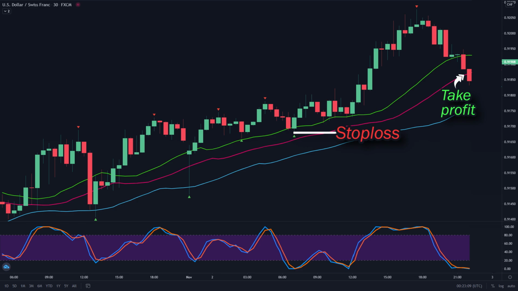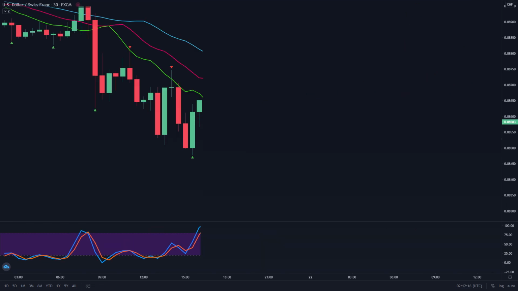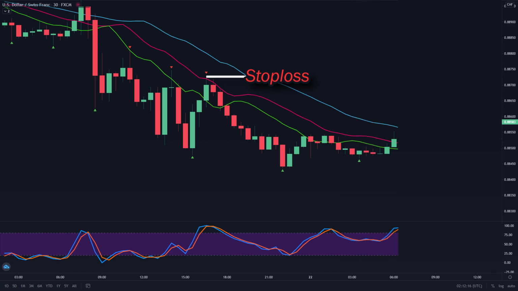Let's look at another example. In this chart, we can see that the price is on a downtrend as indicated by the alligator. Then, we can see that a top fractal appeared, and the stochastics is at the overbought levels. So this will be our entry signal and you want to take a sell position. Then, you set up your stop loss at the top fractal and take profits when the price hits the pink line. And as you can see, the price hits our profit target, and so this counts as a successful trade.